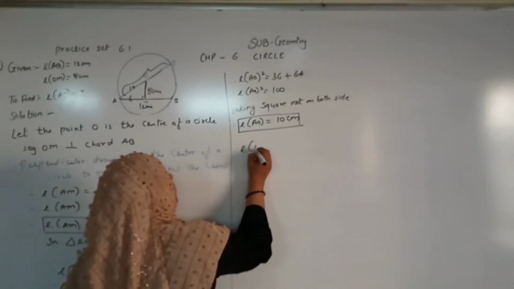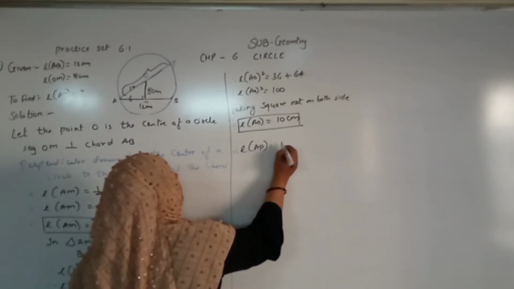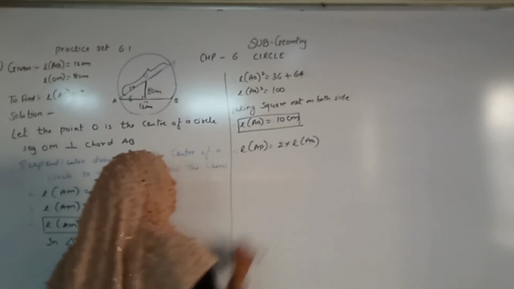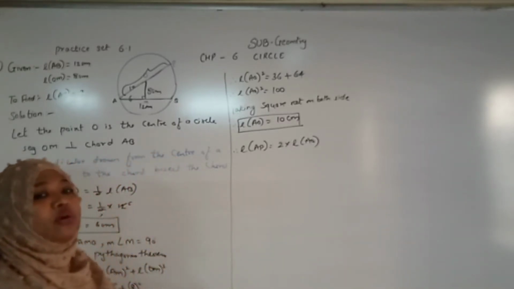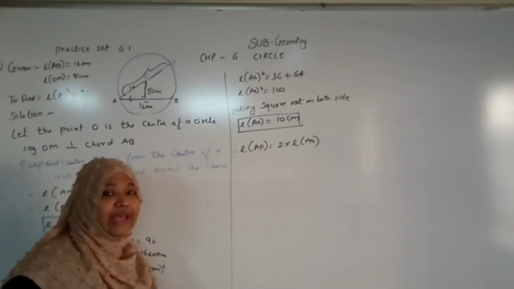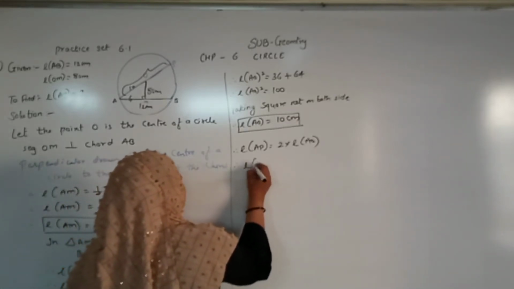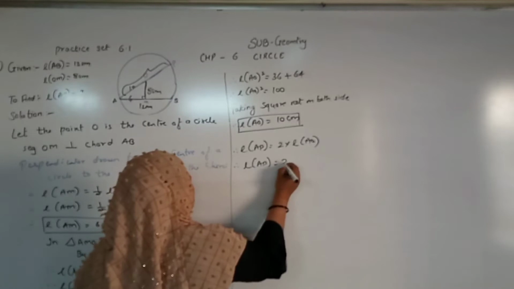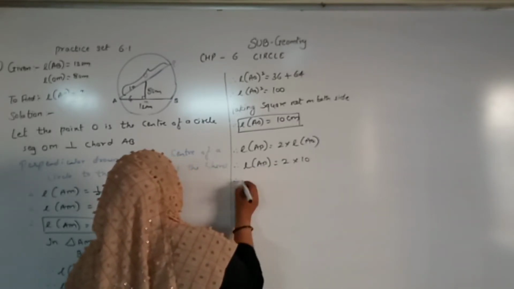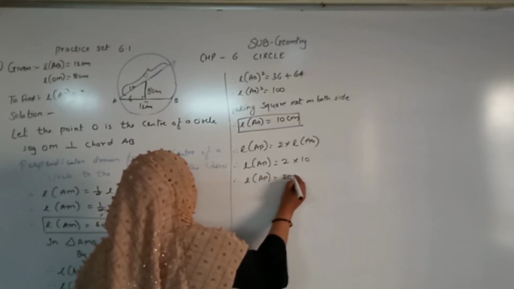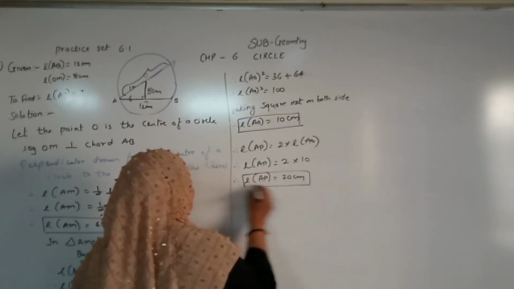So therefore, to find the length of AP, it is 2 times the length of AO, right? You can go for the formula also: diameter equals 2 times radius. So therefore, length of AP is 2 into 10. So therefore, length of AP equals 20 centimeters.